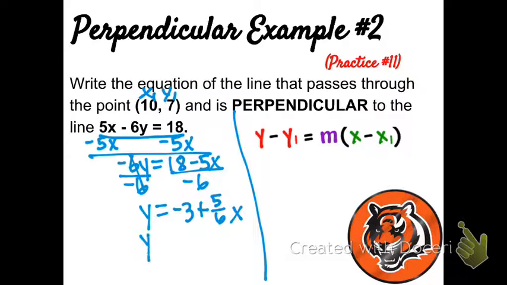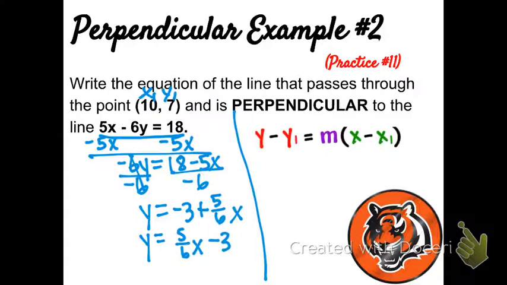So I can just change that then to slope-intercept form. I'm going to put the x's first, so that's positive 5/6 x, and then a negative 3, so I'll say minus 3. So my slope here is 5/6.